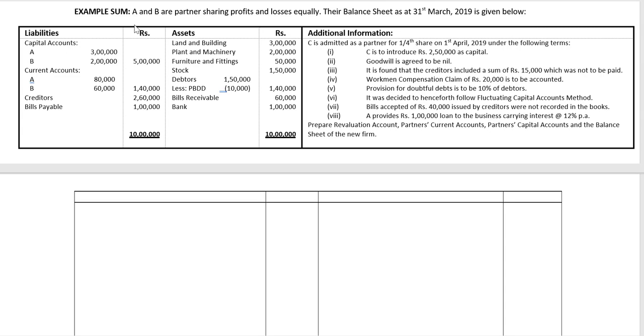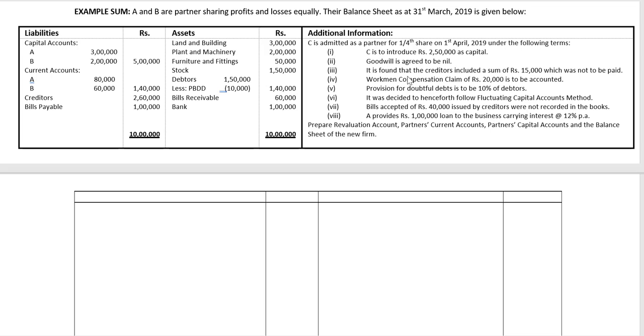Example sum. A and B are partners sharing profits and losses equally. Their balance sheet as at 31st March 2019 is given below. To the left of the screen we have the balance sheet. On the right, additional information. C is admitted as a partner for 1/4 share on 1st April 2019 under the following terms. First point, C is to introduce rupees 2,50,000 as capital.